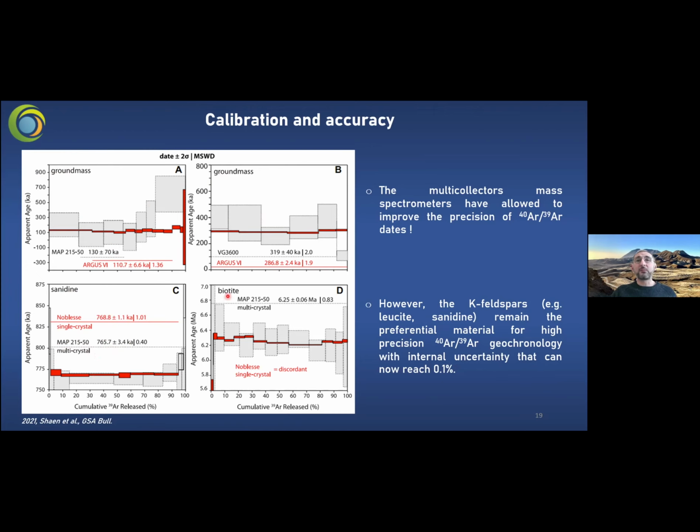This is another example with biotite, for instance. Once again, the potassium feldspar, leucite, and sanidine remain the preferential material for high precision argon-argon geochronology. I will not try to do high precision geochronology with basalts or with plagioclase. It will be a disaster because of all the corrections I just showed you. The internal uncertainty can reach now 0.1% with this kind of material.